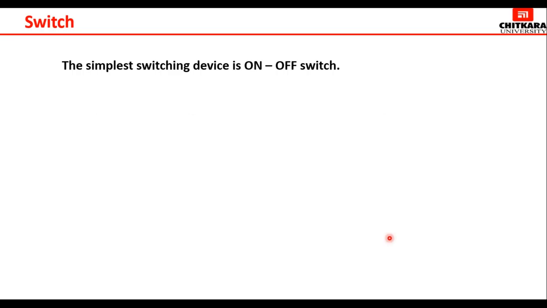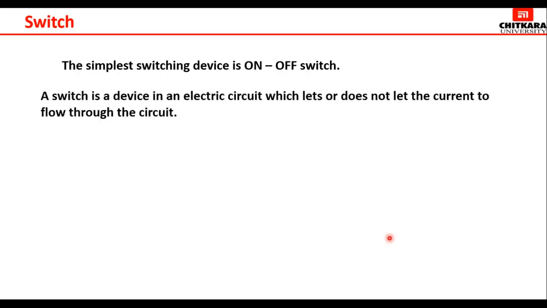So let's see, what is a switch basically? If you find a normal switch at your home, it is either in an on or an off position, right? There are two positions. A switch is a device in an electric circuit which lets or does not let the current flow through the circuit, right? So when the switch is on, you let the current flow through the circuit, and when the switch is off, you do not let the current flow through that circuit, right?